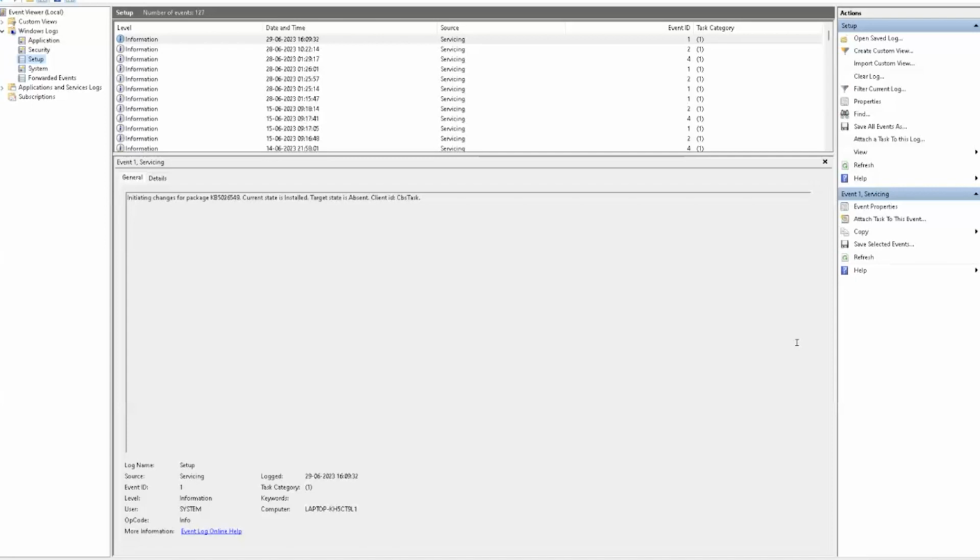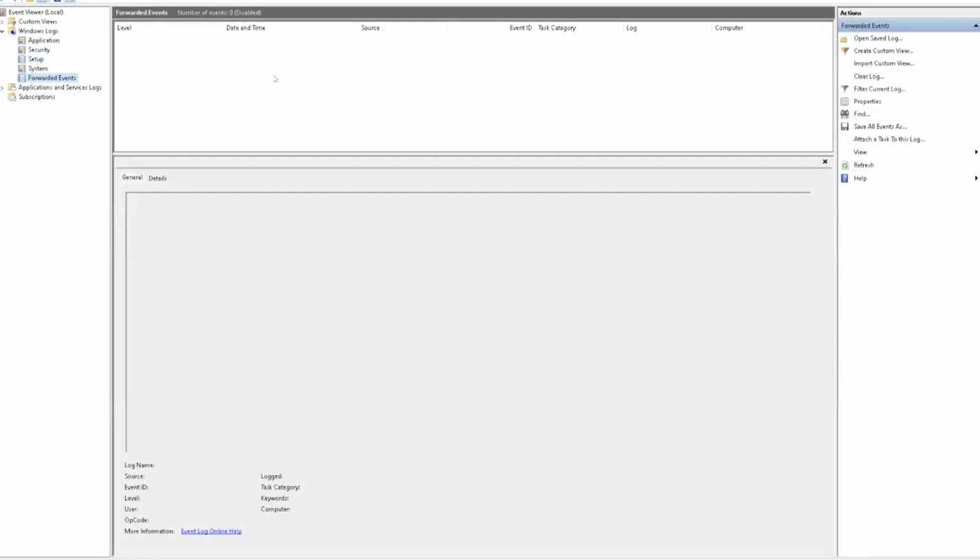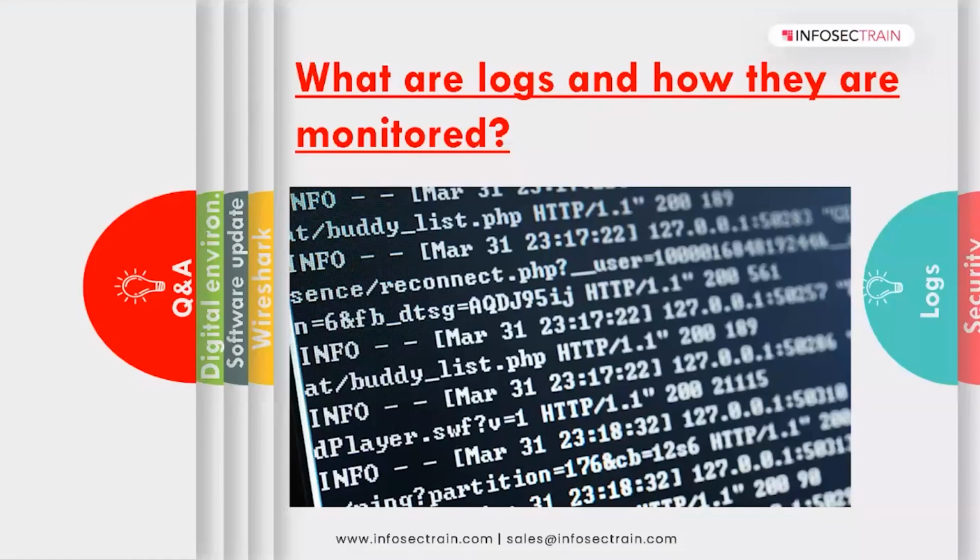Next, we have forwarded events. Forwarded events refer to a type of log event in Windows. It involves forwarding logs from our computer to a centralized log collector or a particular server for analysis and storage. It allows for log management and monitoring in a distributed environment. That is what forwarded events are.